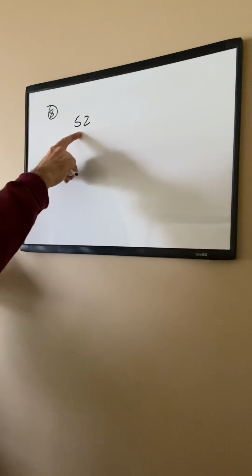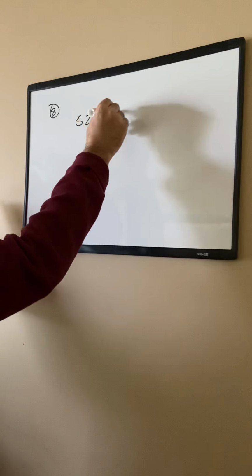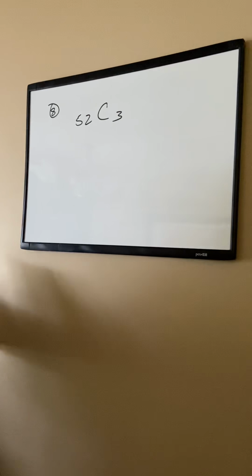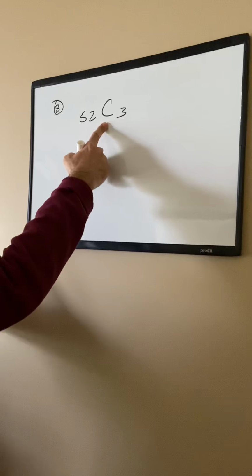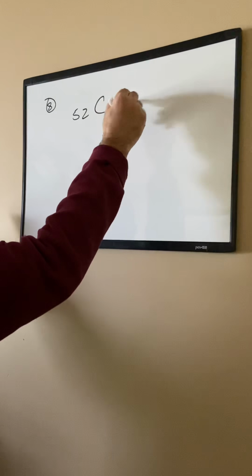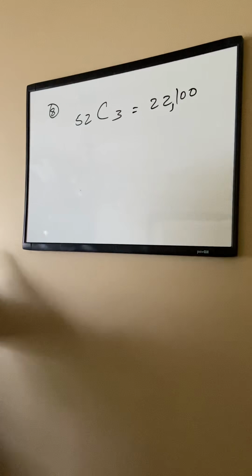Example number 8. They're asking us how many ways, if we have a total of 52 cards in a deck, can we select 3 cards at a time? This is a combination problem because it does not matter how we select our 3 cards. The order is not important. The arrangement is not important. So it's a combination instead of a permutation. So 52 combination 3 on your calculator will give us 22,100 different possibilities.